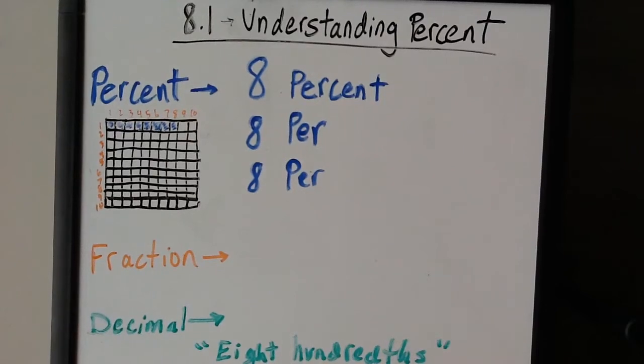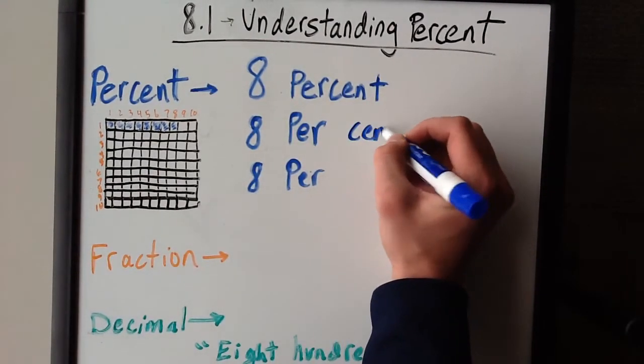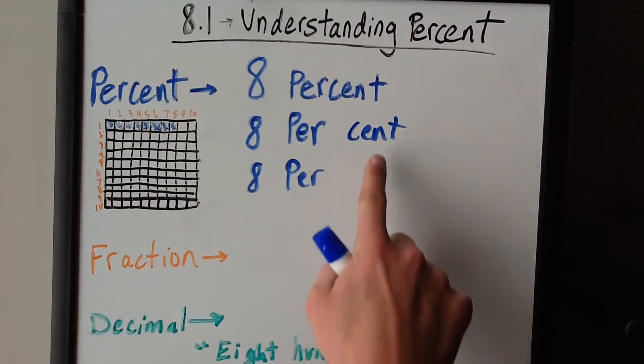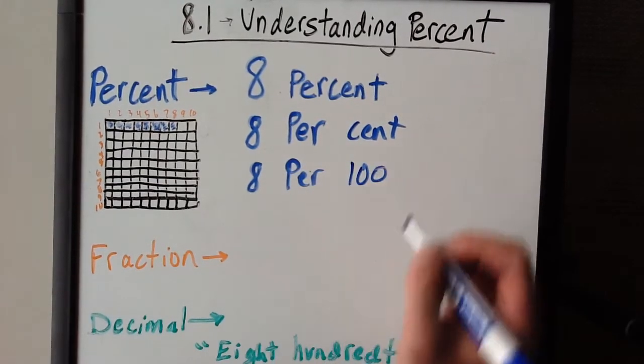In lesson 8.1, our goal is to seek to understand percent and then be able to go from percent to fraction to decimal. So the example we're going to use is 8%. I can also write this as 8 per cent. I separate per and cent to stress what cent means. Cent means 100, so it's like saying 8 per 100.